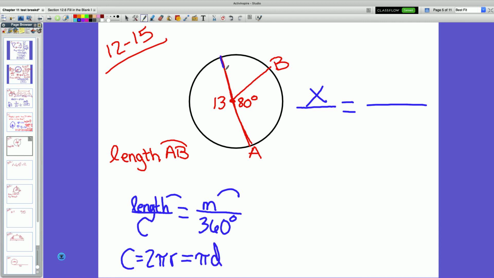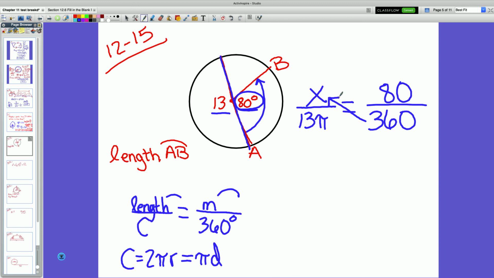In this case, it gives me diameter is 13. So I'm going to have 13 pi on the bottom. The measure of arc AB here is 80 degrees, so that goes up here, over 360 degrees because that's the whole circle. Then I cross multiply, so I get 360x equals 80 times 13. And again, I'm going to leave pi till the very end. So I have 1040 pi. Then to get x by itself, I divide by 360.